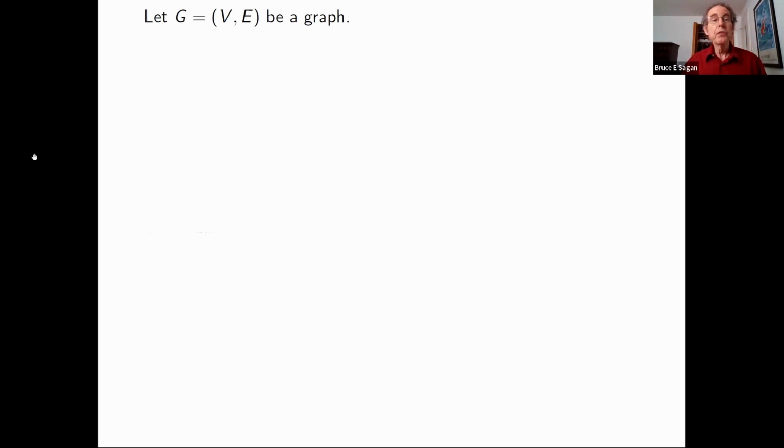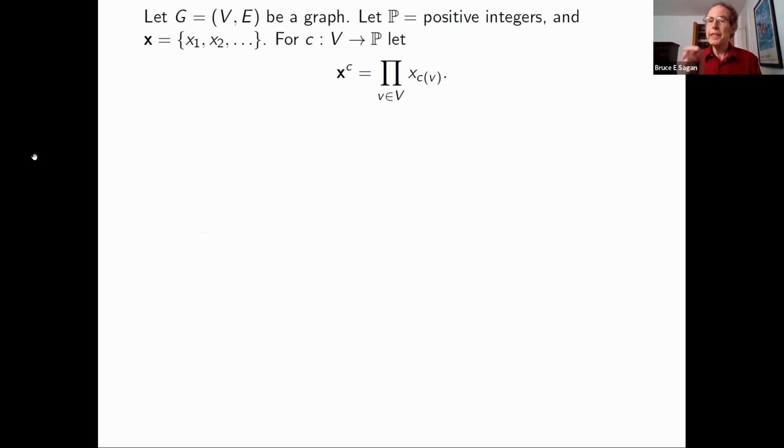So we've got a graph, G, with vertices V and edges E. And P is going to be the positive integers. And then I've got a set of variables, boldface X, indexed by those positive integers. So now for any function from the vertex set to the positive integers, which you should think of as a coloring, you can associate with that a monomial in the following very easy way. You just take for each color that appears in your coloring, you just take X sub that color as a factor in your monomial X to the C.